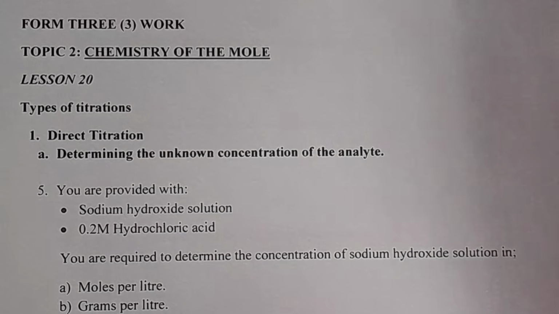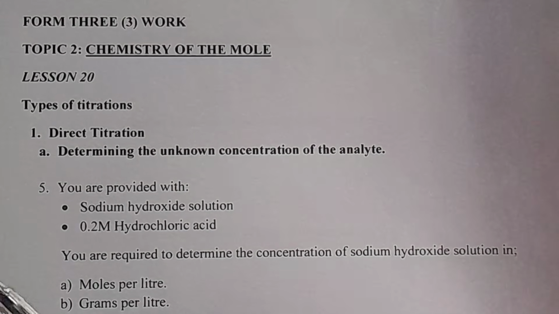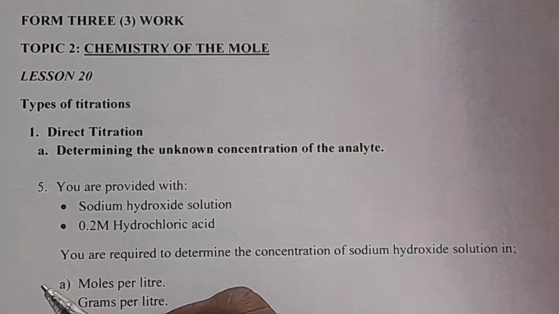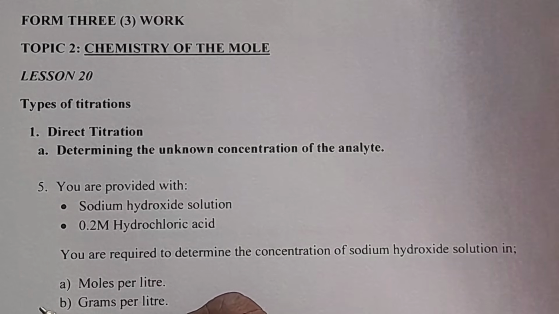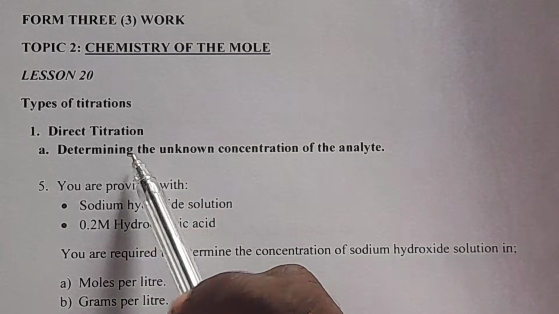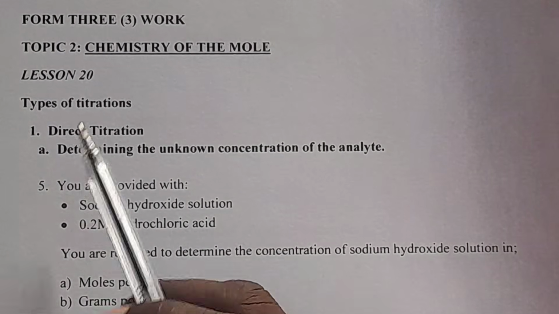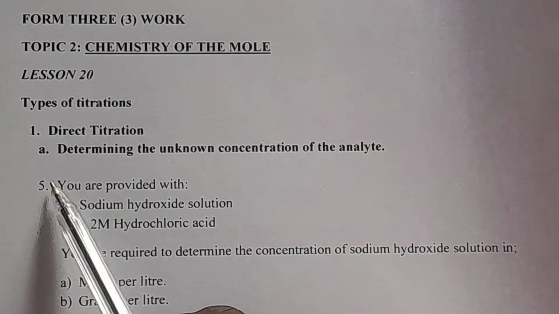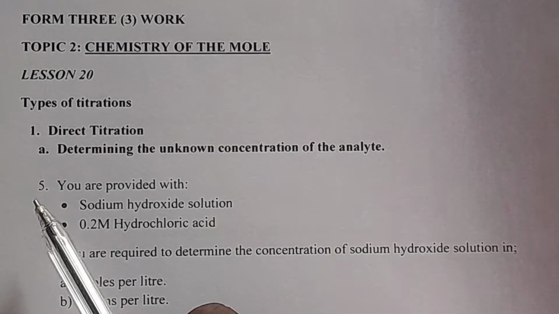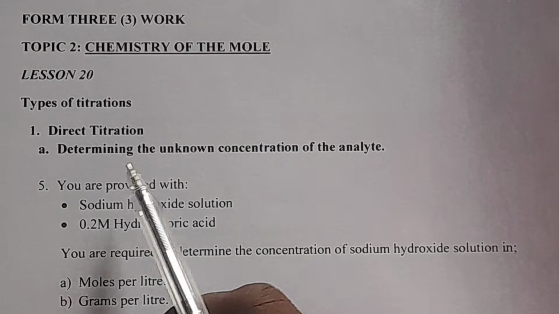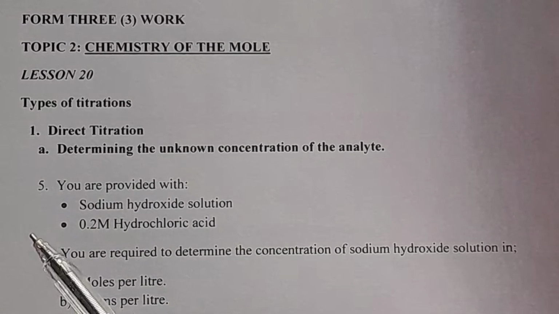Hello students, previously in lesson 19 from 3 to big 2 we were dealing with direct titration, and in the first aim, that's determining the unknown concentration of the analyte, we have done question 3 and question 4. So today, lesson 20, we are going to do question number 5 of that direct titration with the aim of determining the unknown concentration of the analyte.